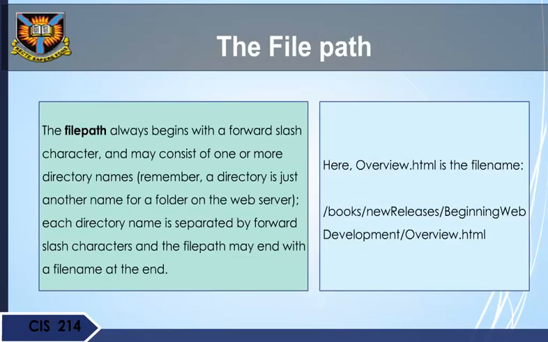The file path. The file path always begins with a / character and may consist of one or more directory names. Remember, a directory is just another name for a folder on the web server. Each directory name is separated by / characters, and the file path may end with a file name at the end. Here, overview.html is the file name: /books/new releases/beginning web development/overview.html.